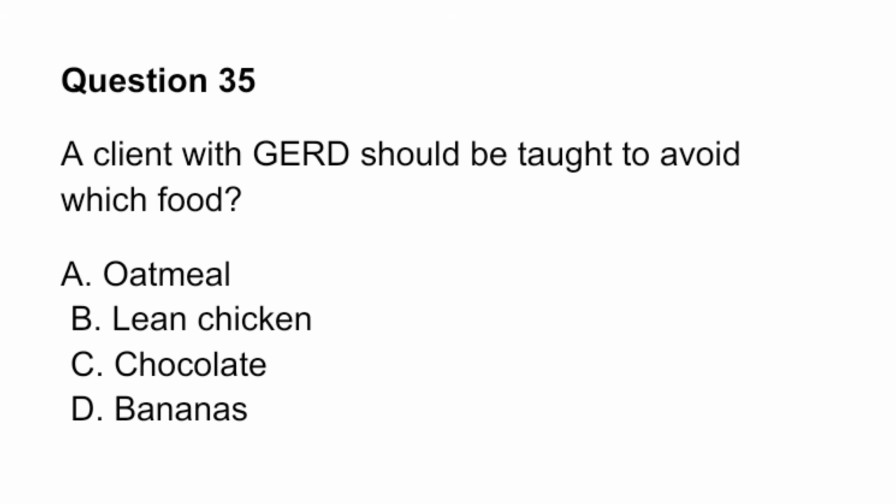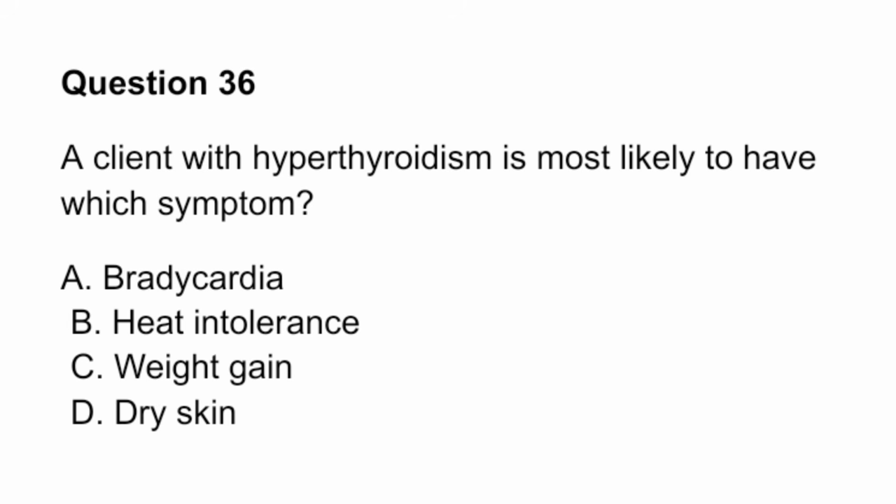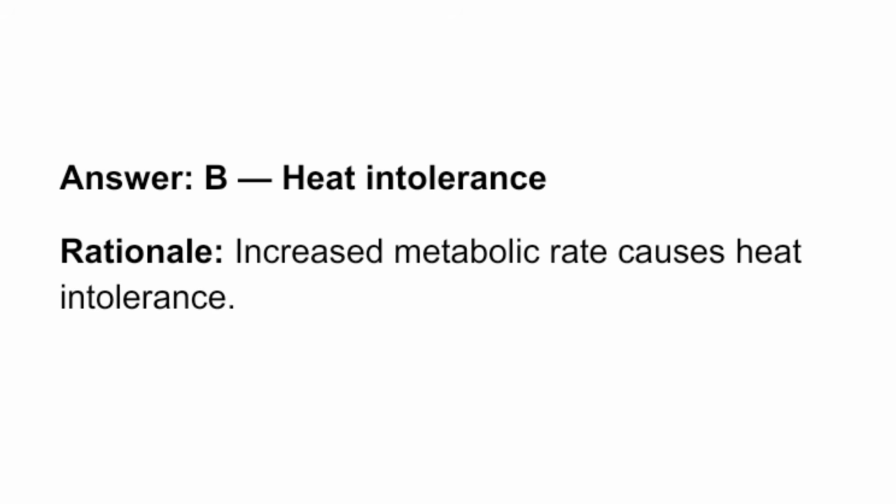Question 35. A client with GERD should be taught to avoid which food? A. Oatmeal. B. Lean chicken. C. Chocolate. D. Bananas. Answer: C. Chocolate. Rationale: chocolate relaxes the lower esophageal sphincter. Question 36. A client with hyperthyroidism is most likely to have which symptom? A. Bradycardia. B. Heat intolerance. C. Weight gain. D. Dry skin. Answer: B. Heat intolerance. Rationale: increased metabolic rate causes heat intolerance.